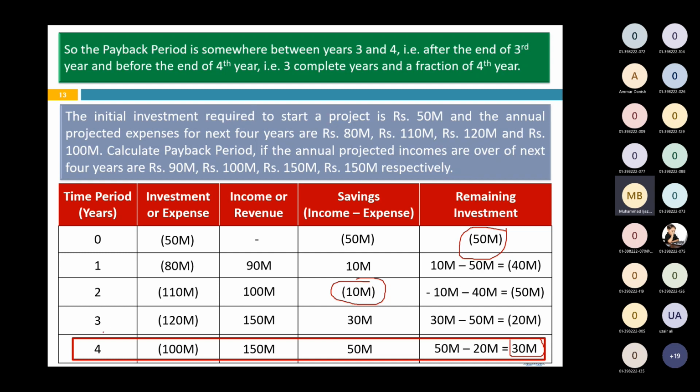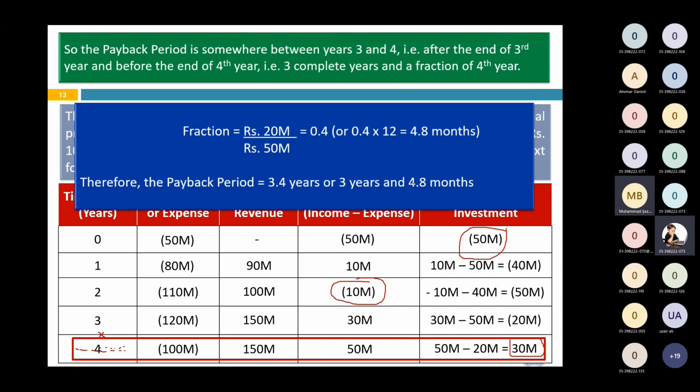So now how to calculate the payback period? Obviously, payback period is somewhere after the third year, right? After the third year. And during some part of the fourth year, I was able to recover this. So now it's not 0.5, I guess. So now, yes, I have to calculate.